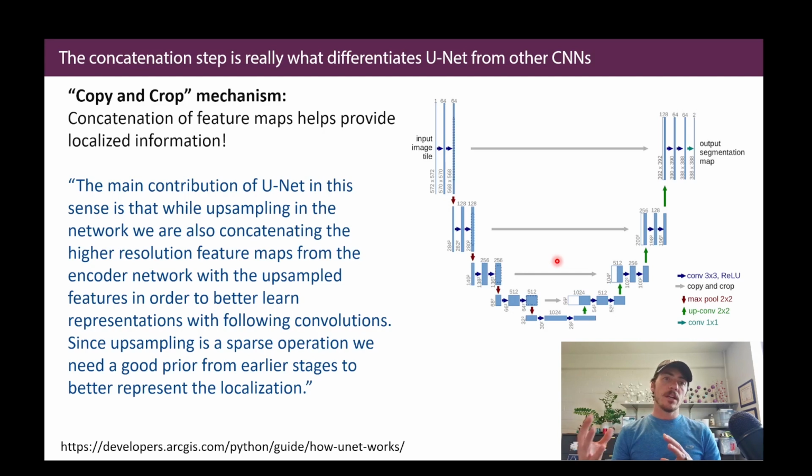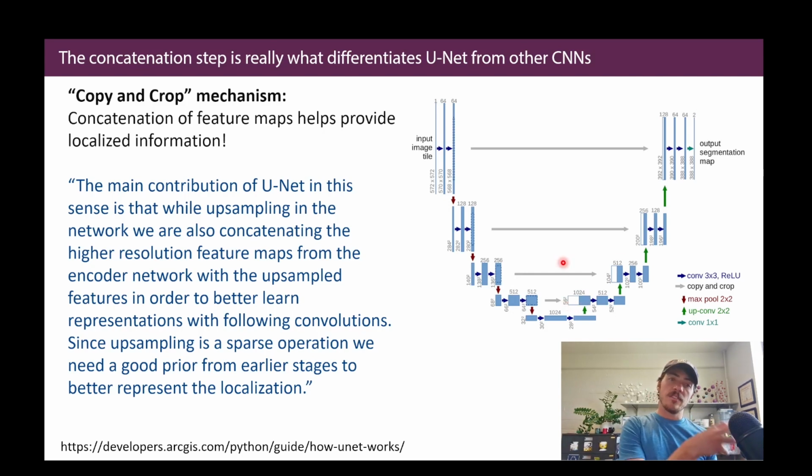So the copy and crop mechanism is clever because it allows you a concatenation of your feature maps that will ultimately tell us where the localized information is at. So this is from the paper. It says, the main contribution of UNet in this sense is that while upsampling in the network, we're also concatenating the higher resolution feature maps from the encoder network with the upsampled features in order to better learn representations with following convolutions. And since upsampling is a sparse operation, we need good prior from earlier stages to better represent the localization.